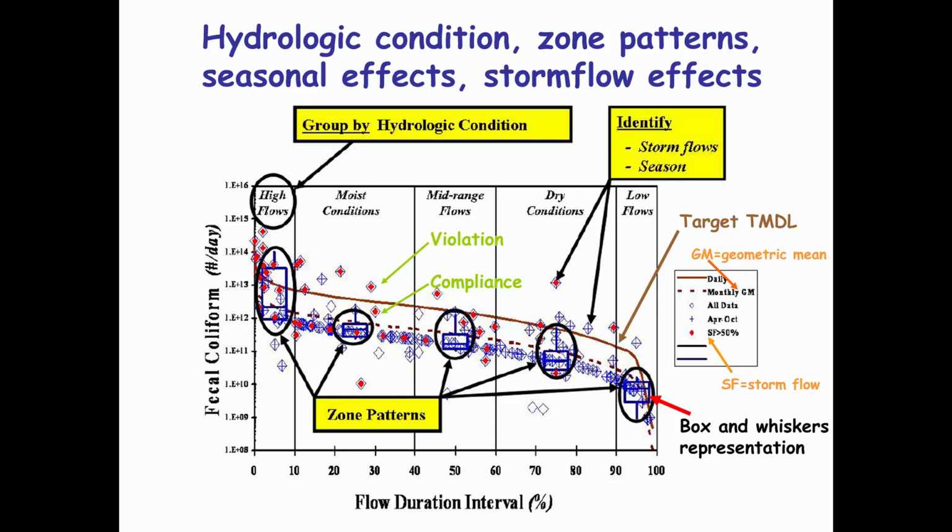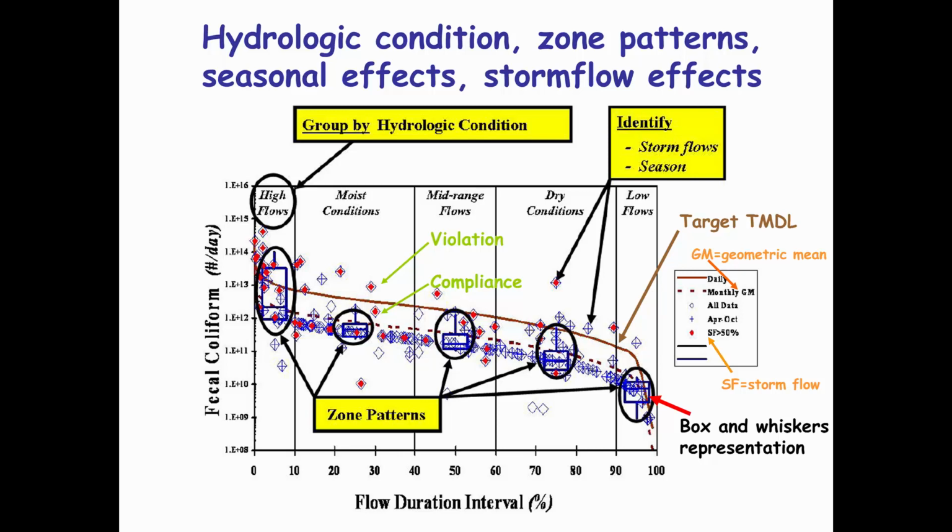These are called the zone patterns, the loading characteristics within any one of the given hydrologic conditions. These data can then be used to derive a total load, in this case of fecal coliform, on a daily basis or on an annual basis for the entire flow regime, for the entire graph, considering all hydrologic conditions.